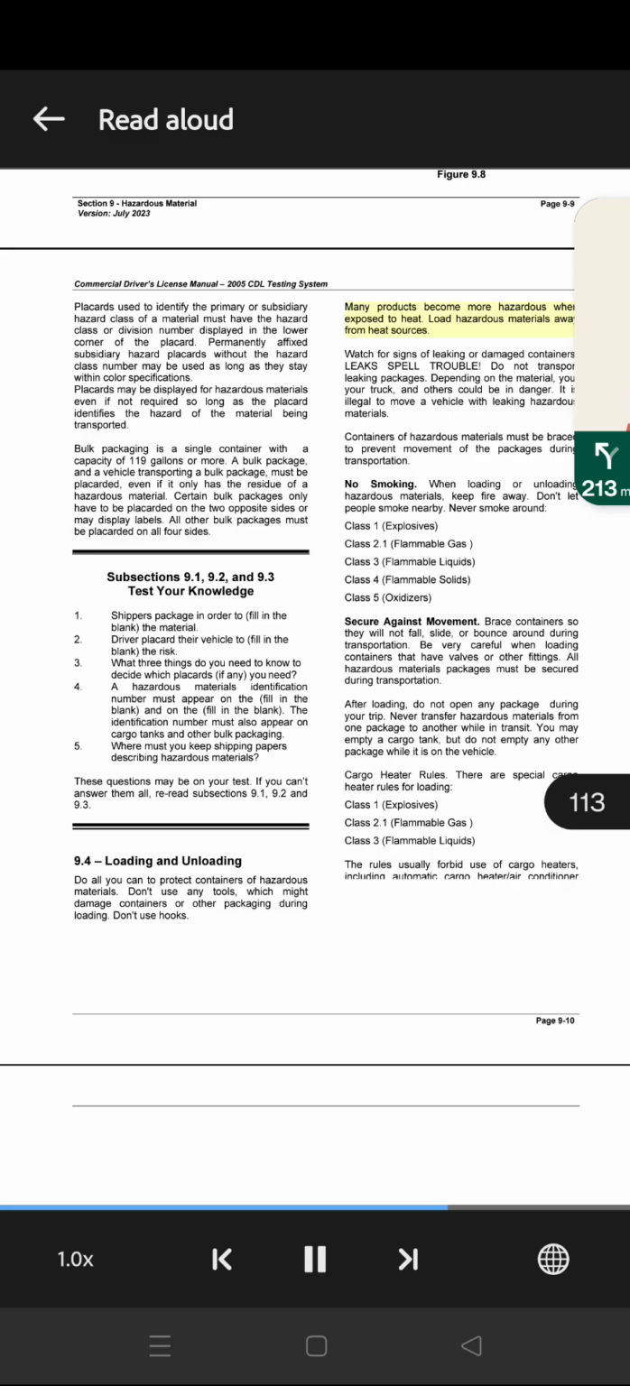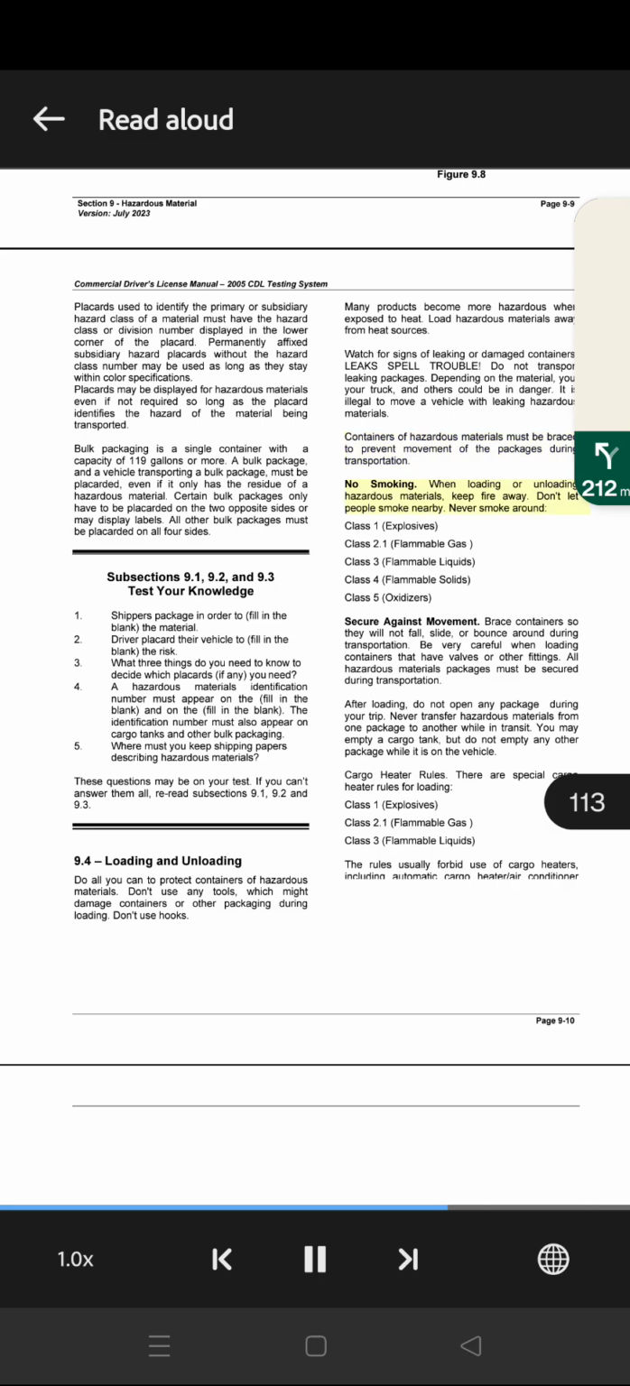Many products become more hazardous when exposed to heat. Load hazardous materials away from heat sources. Watch for signs of leaking or damaged containers. Leaks spell trouble. Do not transport leaking packages. Depending on the material, you, your truck, and others could be in danger. It is illegal to move a vehicle with leaking hazardous materials. Containers of hazardous materials must be braced to prevent movement of the packages during transportation.